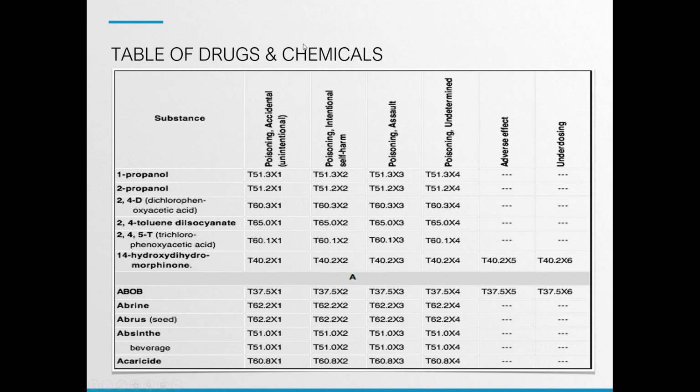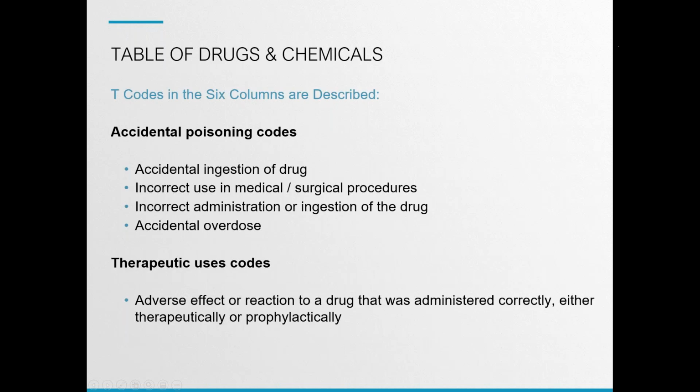And then we have 6 columns, and these 6 columns are grouped under the heading external cause, or your T code. And they identify the circumstance under which that poisoning occurred. So, for example, one of the columns was accidental poisoning. That can mean an incorrect use of medical or surgical procedures, or the ingestion of a drug due to incorrect administration. These are your accidental overdoses.